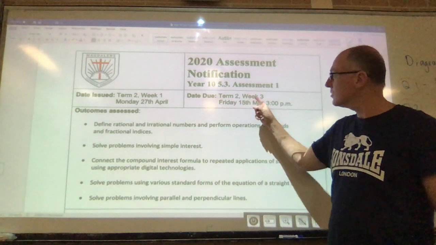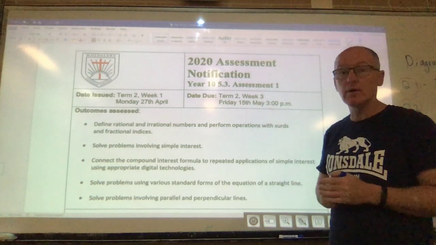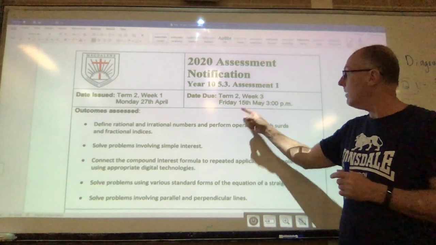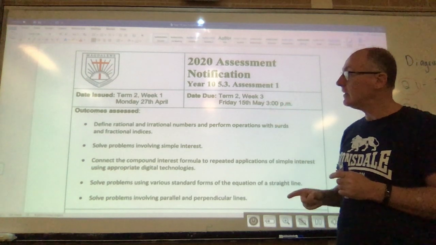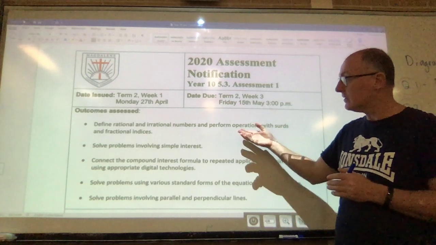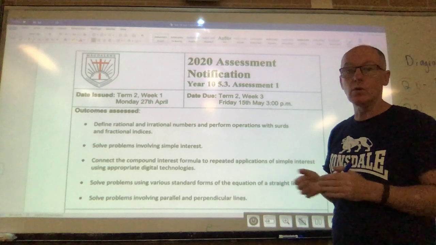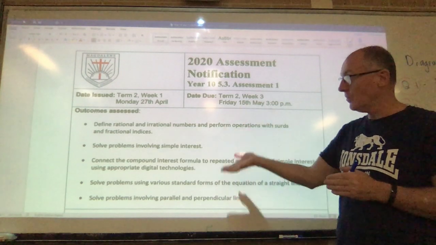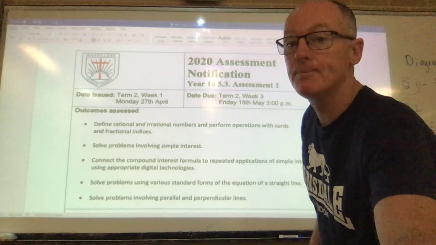It's not due until Friday of week 3, so we're giving you roughly 3 weeks to work on this. And it's due at 3 o'clock on that Friday. Okay, so in this assignment, you're going to be working on surds, you're going to be working on interest, and you're going to be working on coordinate geometry. I'll let you read through the outcomes there in your own time. So just scrolling up.